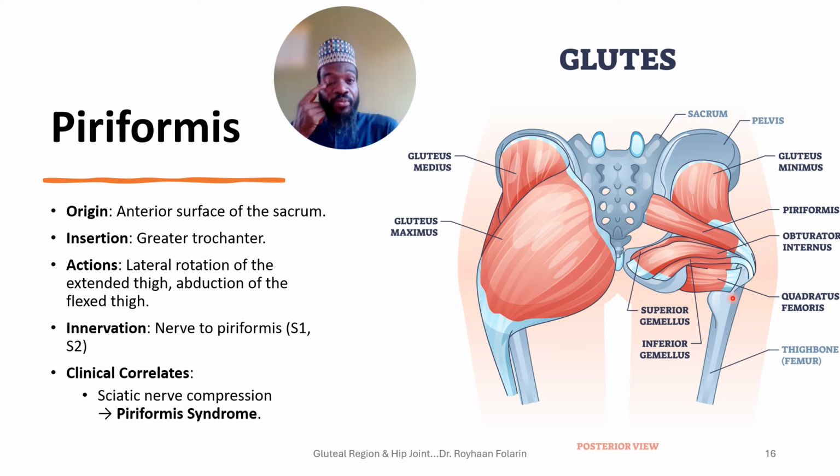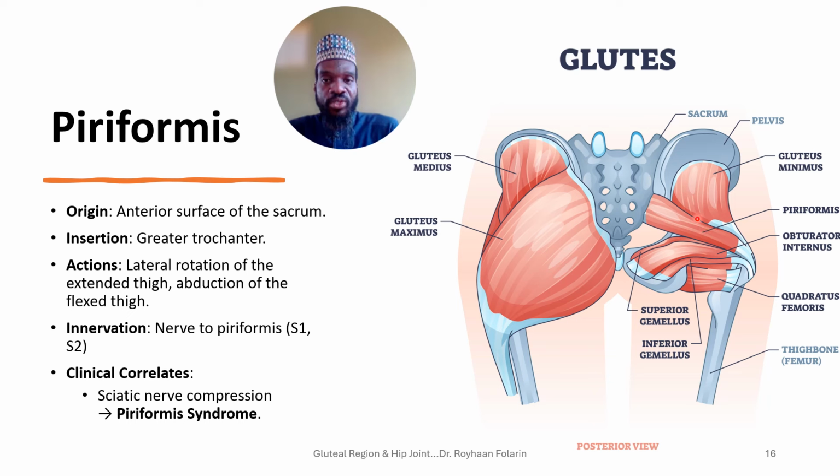So the piriformis syndrome occurs when the sciatic nerve is compressed by the piriformis muscle. Because of this position, it's closely related to the sciatic nerve. So when the nerve is compressed by the piriformis muscle, it causes radiating pain, and patients tend to experience this radiating pain down to the posterior thigh. Okay, and that mimics what is known as sciatica, which is inflammation or pain in the sciatic nerve.